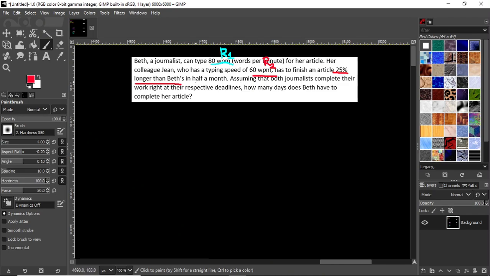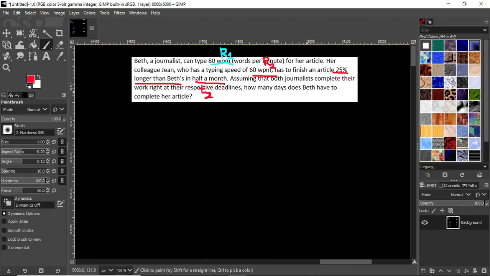Okay, in half a month. So this is T2, right? Yeah, this is T2. Assuming that both journalists complete their work right at their respective deadlines. Okay, not something that we should do. Procrastination leads to consequences.